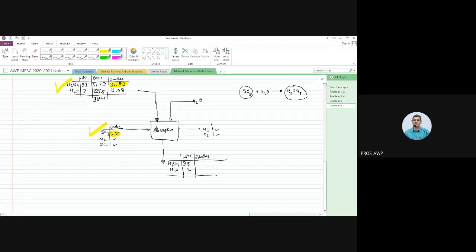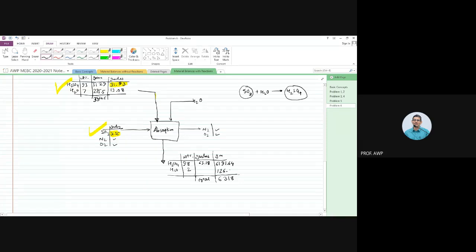In grams, 63.18 into 98 becomes 6191.64, which corresponds to 98%. So the total, divided by 0.98, is 6318 grams. 2% is water, so multiplied by 0.02, that is 126.36 grams of water.